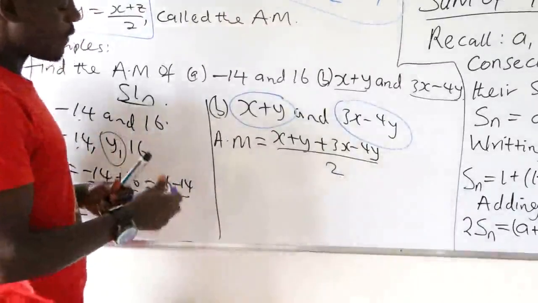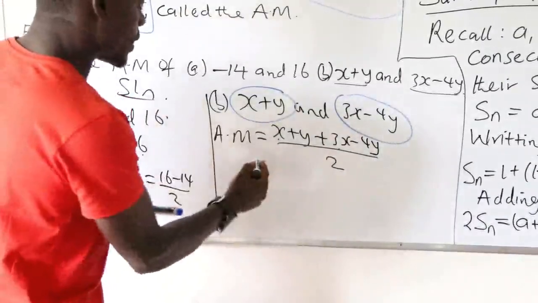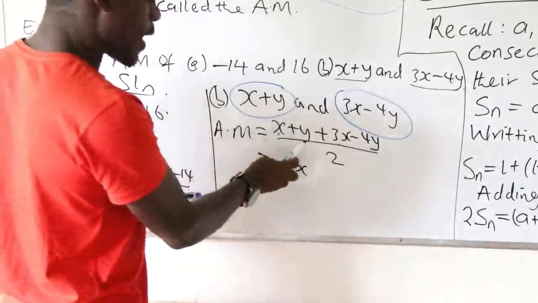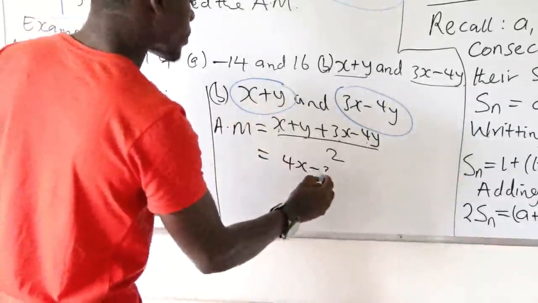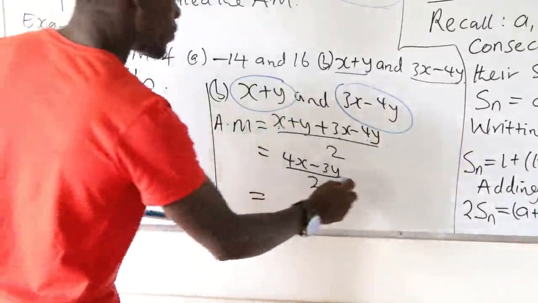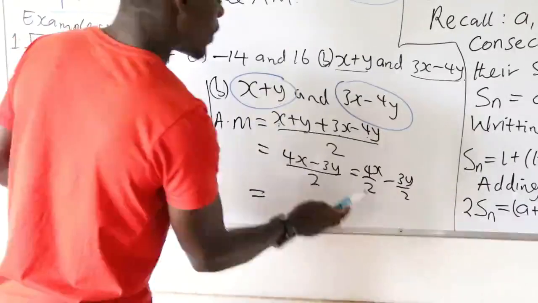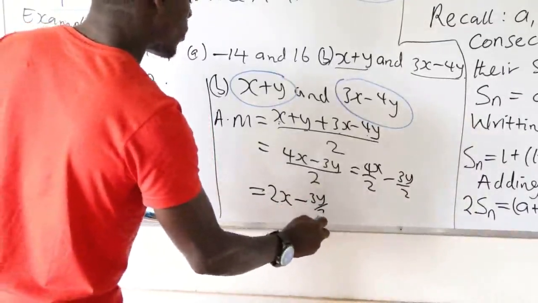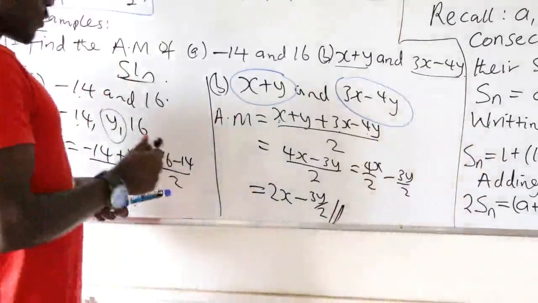Okay, so in this one we have like terms, that is x and 3x are like terms, so we can now add the like terms here. x plus 3x will give us 4x. Then we have y and minus 4y, they are also like terms, so we have y minus 4y, we get minus 3y, so we have minus 3y all over 2. And if you want to simplify this one further, you have 4x all over 2 minus 3y all over 2. And 4x over 2 will give us 2x. So we have minus 3y all over 2. And that's the arithmetic mean of x plus y and 3x minus 4y.